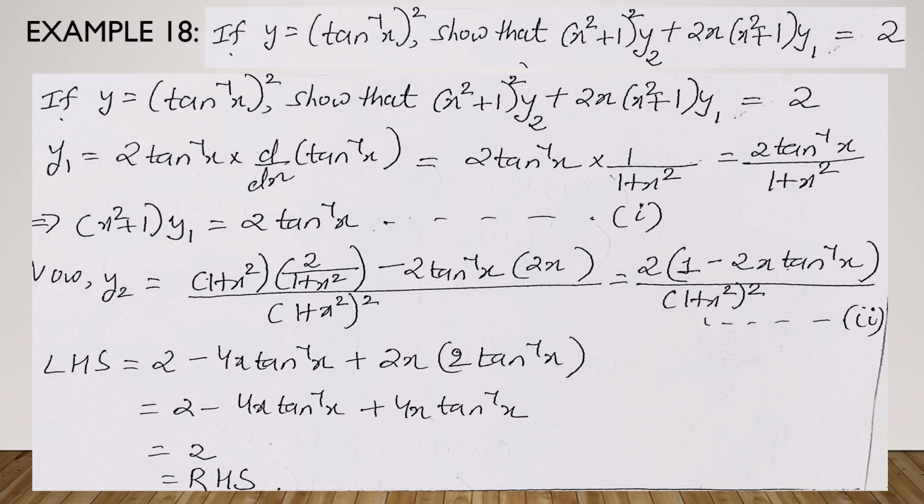Now find the second derivative from y1. So apply the division rule, quotient rule for y1. So you will get 1 plus x square as it is into derivative of 2 tan inverse of x, which is 2 upon 1 plus x square, minus 2 tan inverse as it is into derivative of 1 plus x square, which is 2x. So on simplification, you will be getting the left hand side as 2 minus 4x tan inverse of x plus 2x into 2 tan inverse of x. So basically you will be getting 2, which is the right hand side.